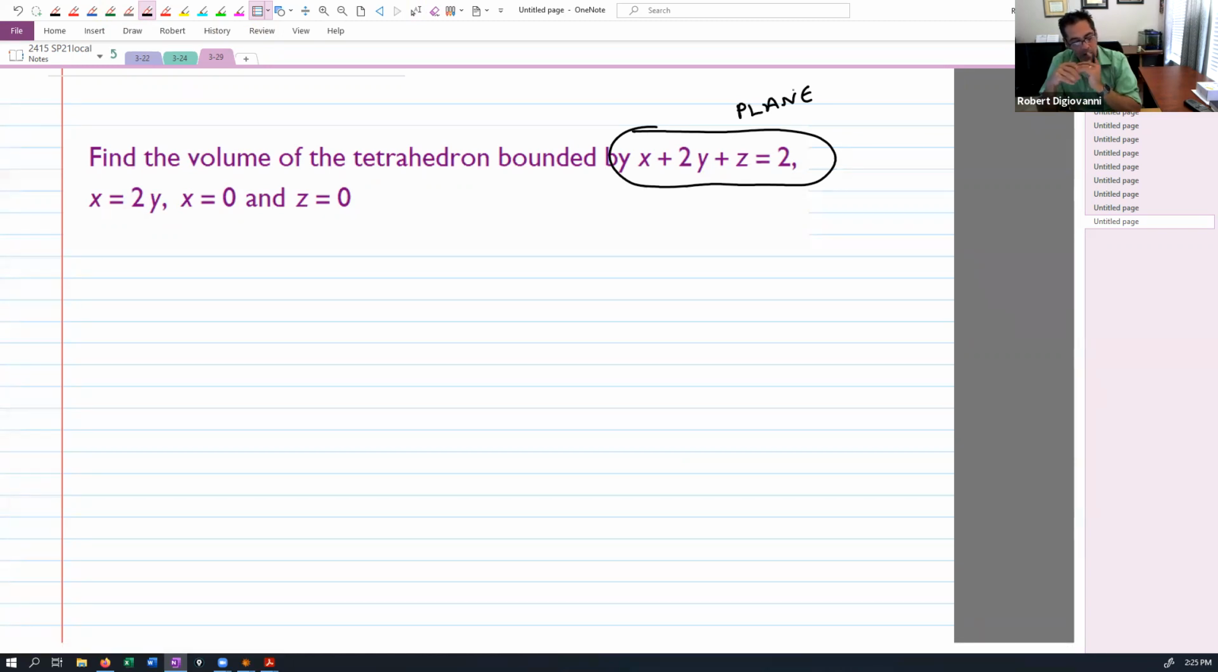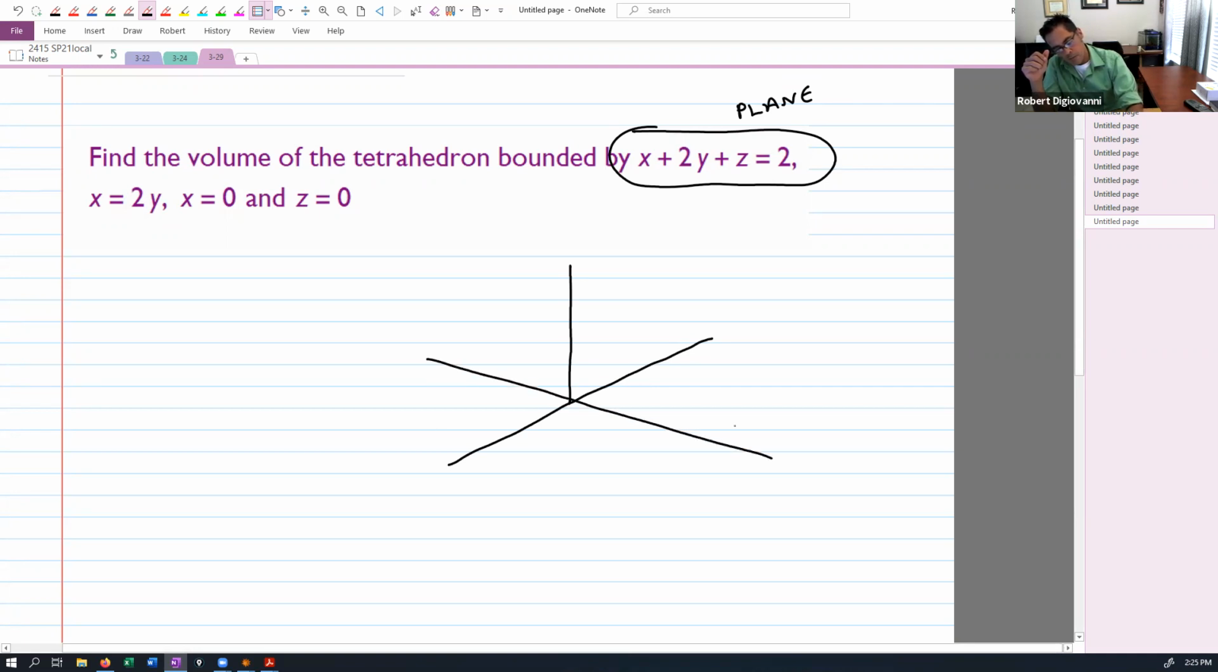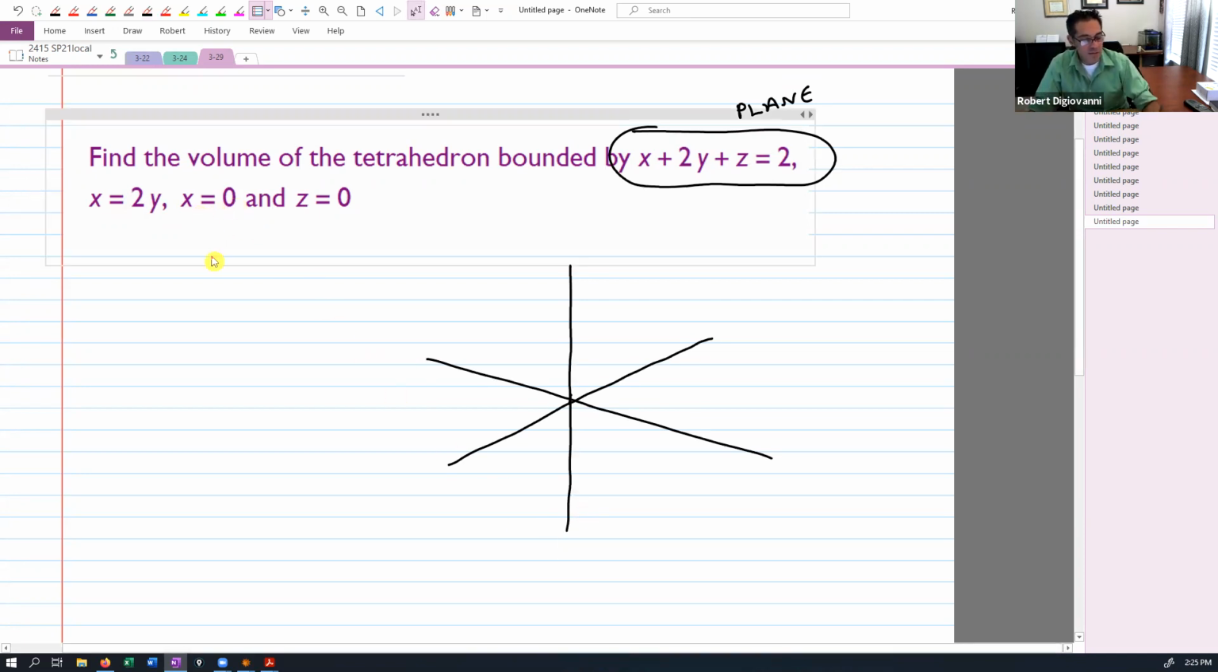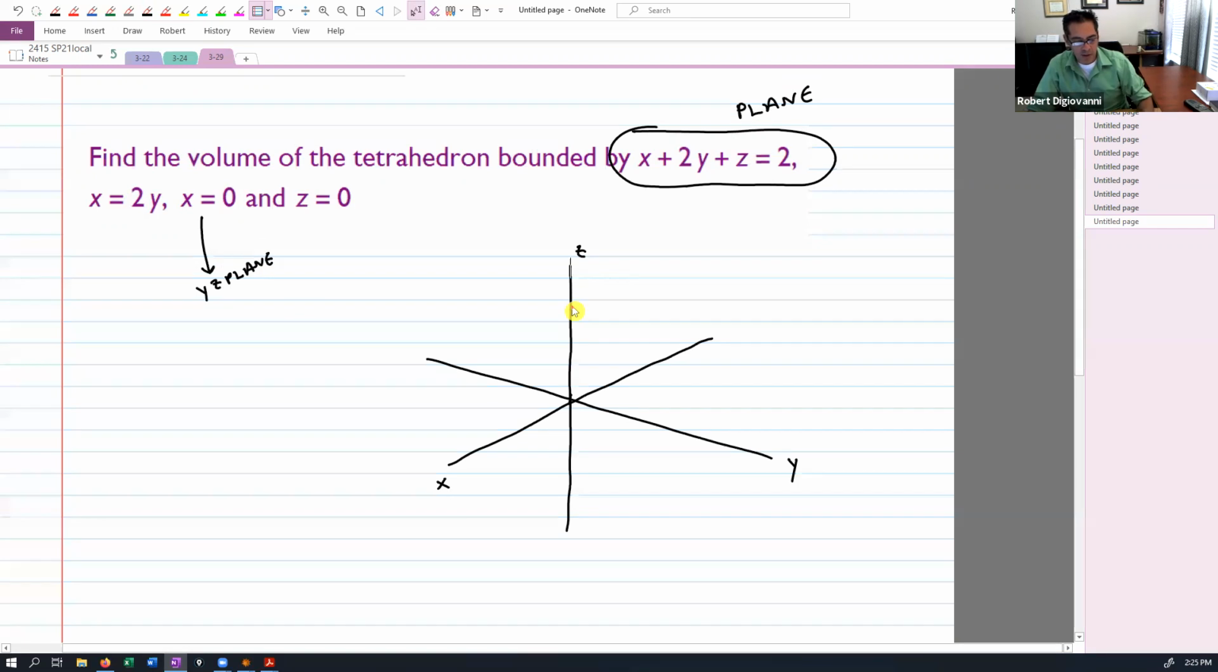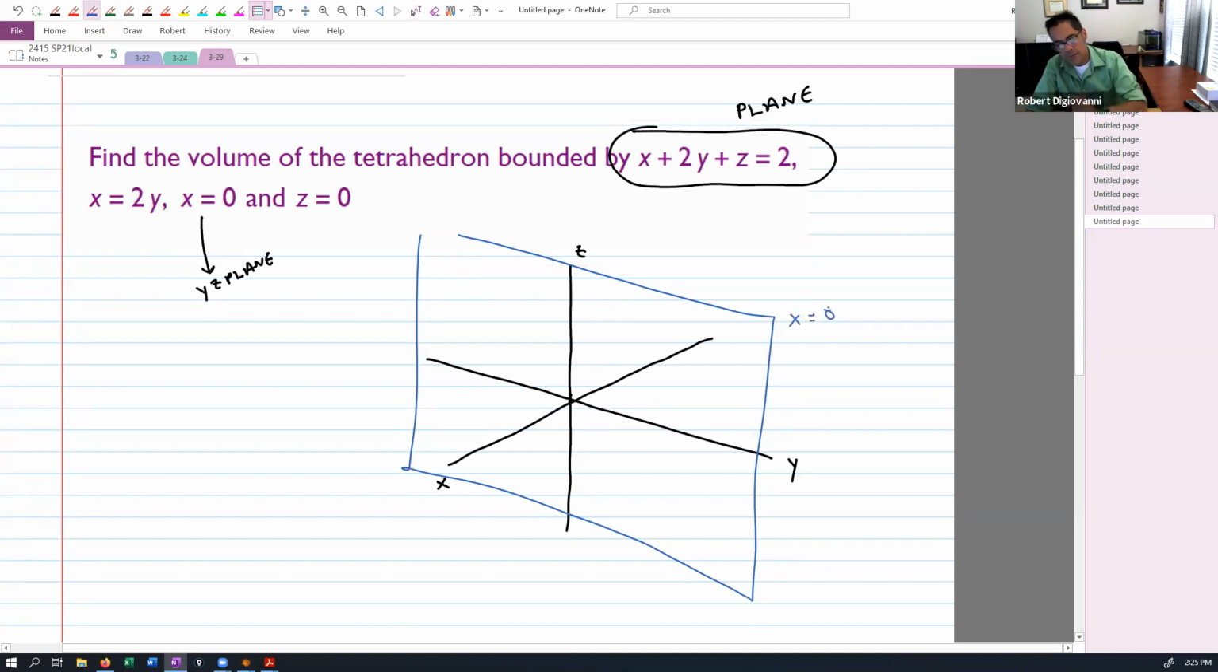Okay, let's try and draw this three-dimensionally. All right, let's start with the easy stuff. X equals 0 is really the YZ plane, isn't it? If this is X and this is Y and this is Z, then we're talking about this kind of wall right here. That's X equals 0. Z equals 0 is the XY plane. That's the ground, isn't it? It's the ground. So this is going to start to look really bad.